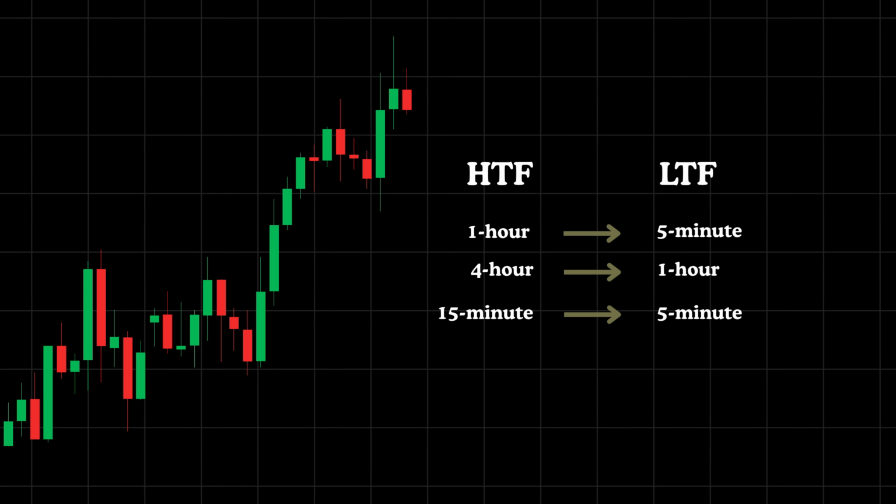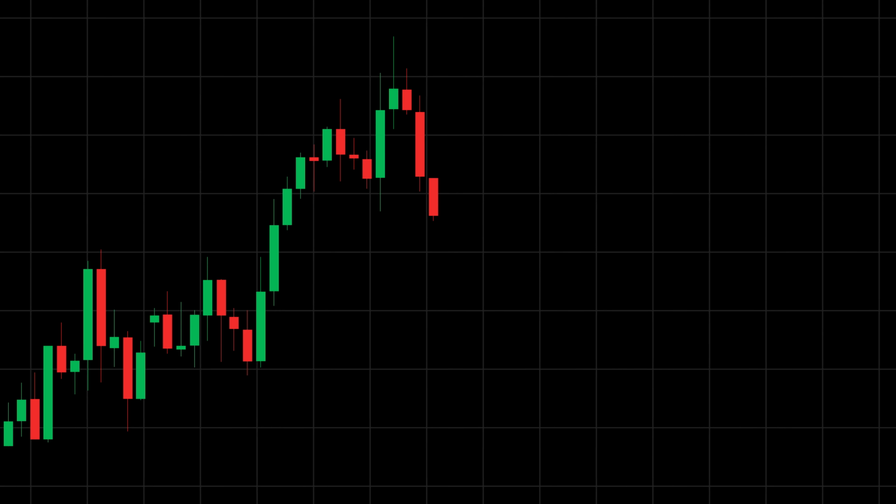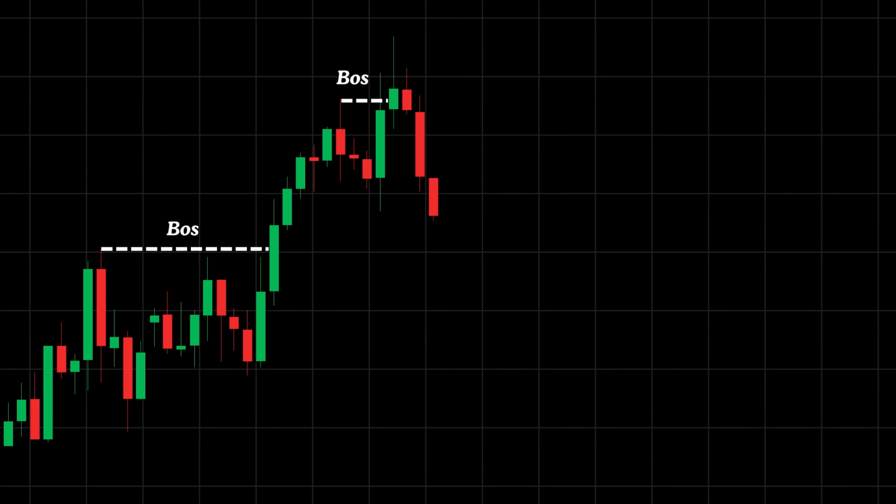Starting with the higher time frame, the first step is determining the market's direction. You can do this by analyzing key market structure concepts. For instance, if the price consistently forms higher highs and higher lows while breaking previous structure points, that confirms a bullish trend. We consider this bullish until a change of character is observed.